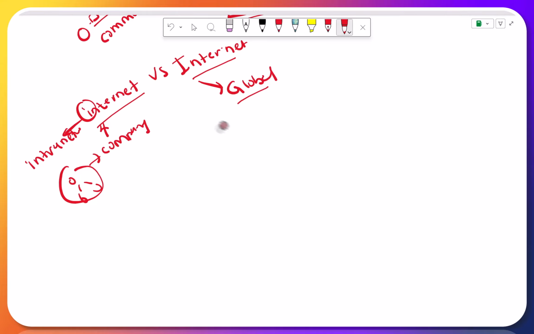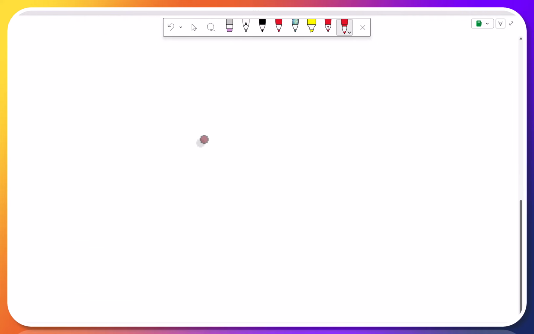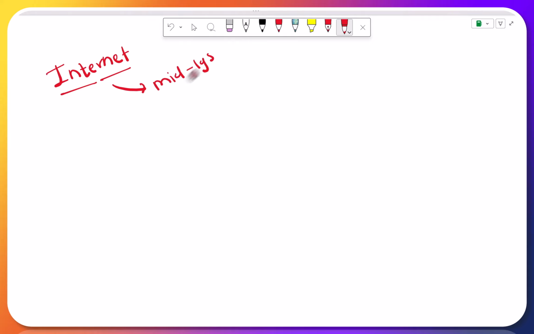Now let us try to understand how the internet evolved in the first place. We have seen what the internet is, but who invented it? How did it evolve? How was it born? The internet was born around the mid-1900s, in the last century. Around 1950, you can say it was born.